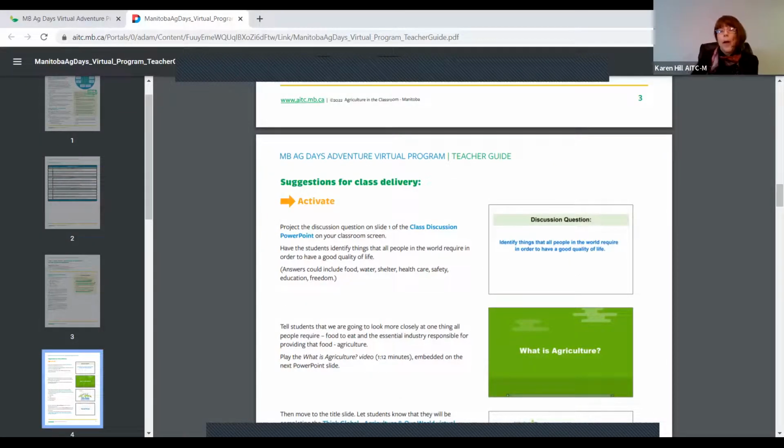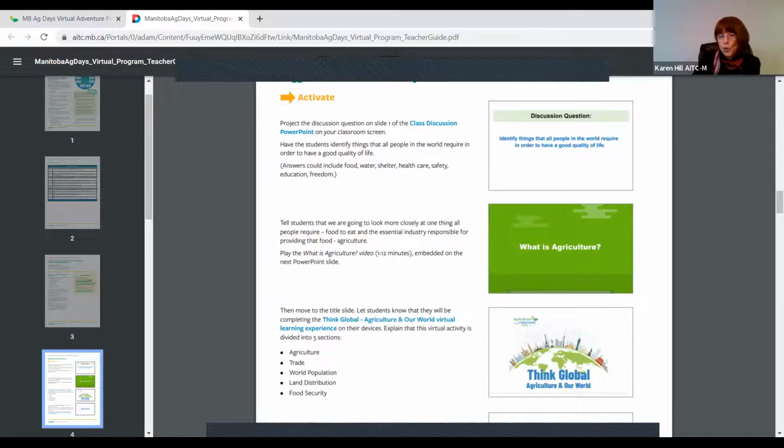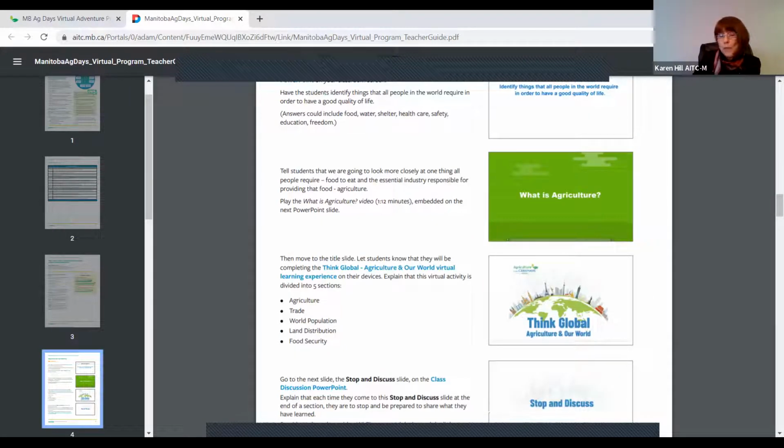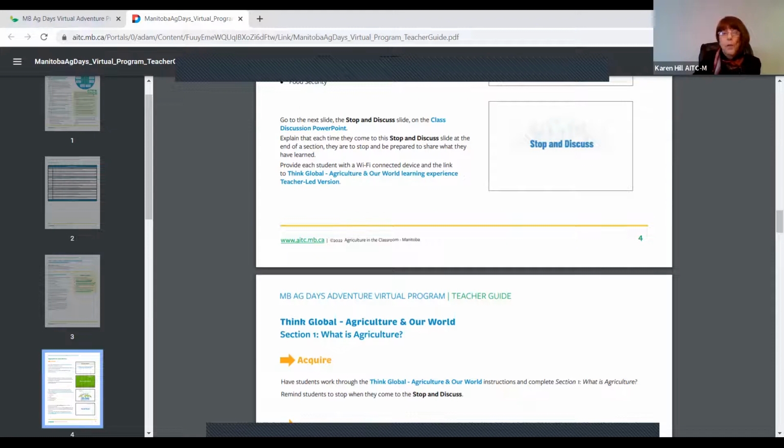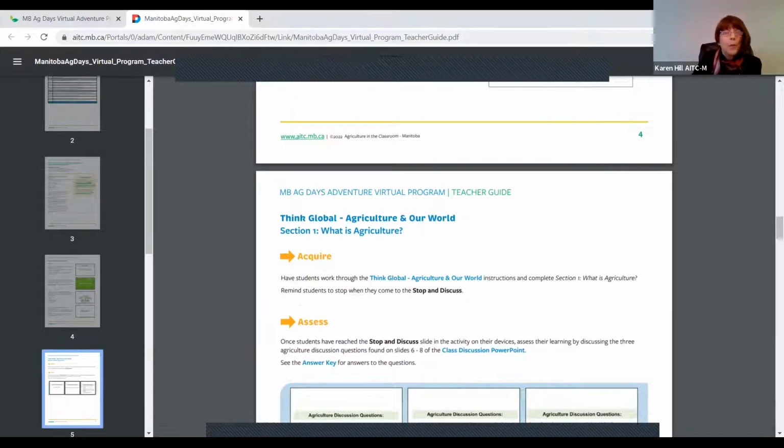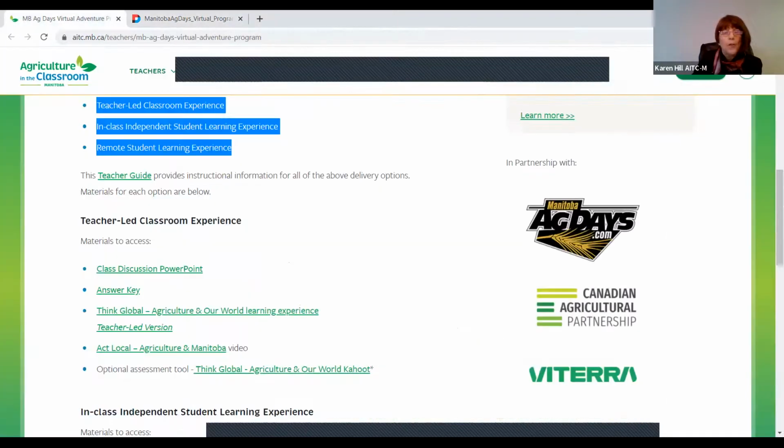So that is kind of outlined and explained here on this first page, what I just showed you, some ideas for using that PowerPoint and introducing this to your students. So we went through this area here. So then the acquire part is actually to play the game. So I'm just going to switch back to the teacher page that we were on earlier. And you can see under the teacher-led classroom experience, we can click here, and this will take us into the game.